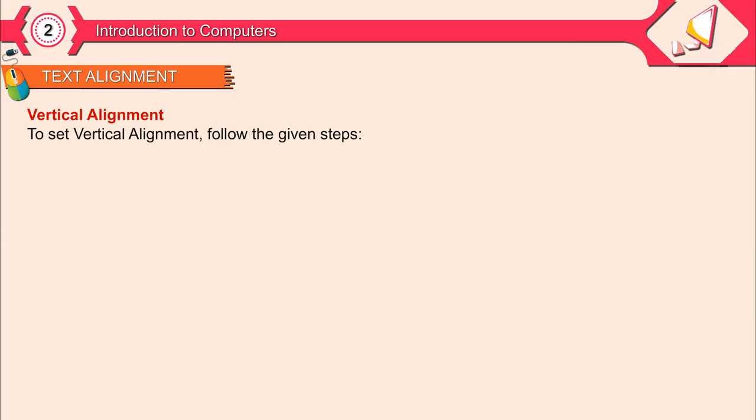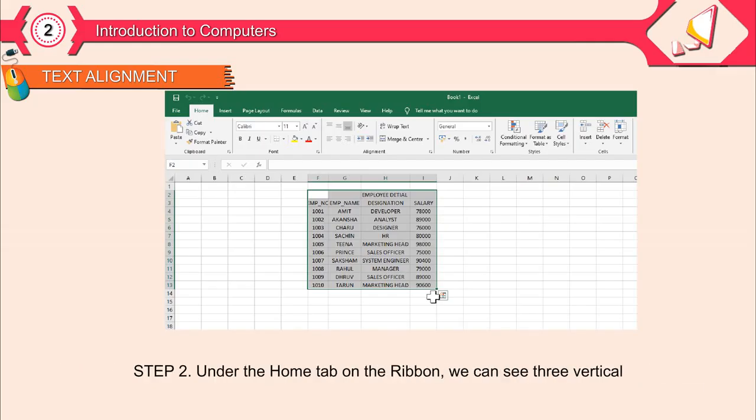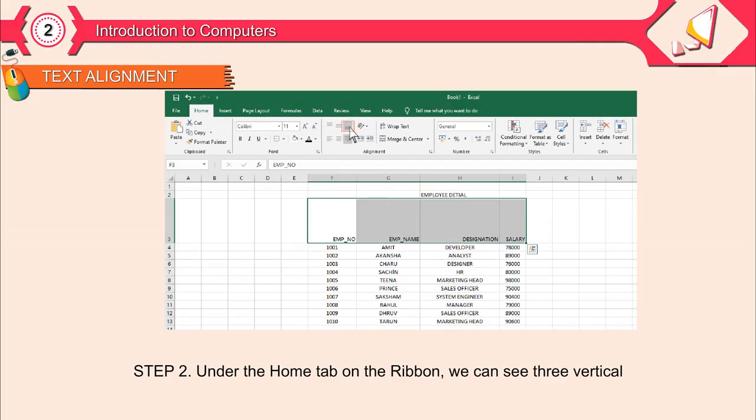Vertical alignment. To set vertical alignment, follow the given steps. Step 1. Select the cell, row, or column on which we want to apply vertical alignment. Step 2. Under the Home tab on the ribbon, we can see 3 vertical alignment buttons in the Alignment group.